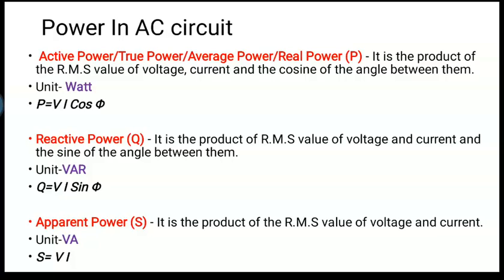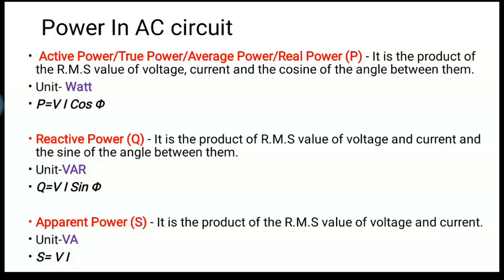Second one is reactive power. It is a product of the RMS value of voltage and current and the sine of the angle between them, right? So only cos will be replaced by sine. That is the only difference. Okay, it is denoted by Q. Q is equal to VI sine phi. Okay. What is the unit? VAR. V is for voltage, A is for ampere, and R means reactive power. So R is just a denotation of reactive. VAR.